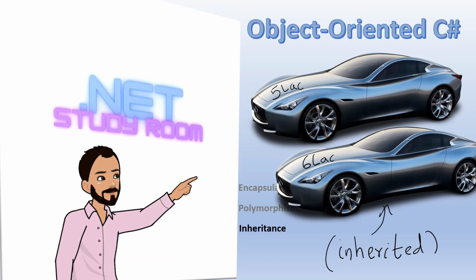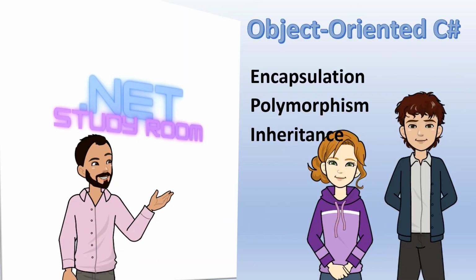The third concept is called inheritance. It means an object inherits properties from another object. Suppose we have a car, worth 5 lakh bucks. And we have another version, worth 6 lakh bucks, which is exactly the same, but with a couple more luxury features. This Pro version inherits from the base version, and extends the existing facilities. C# supports the concepts of encapsulation, polymorphism, and inheritance. Now let's dig deep into these 3 concepts.